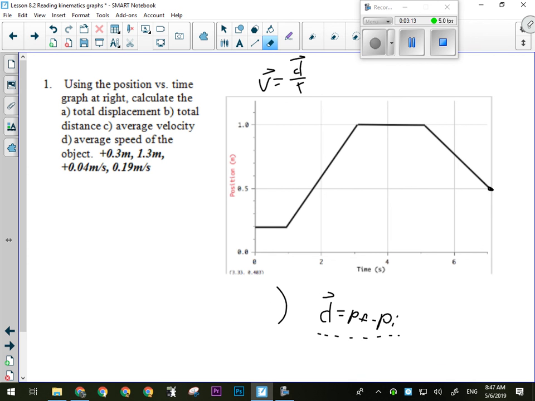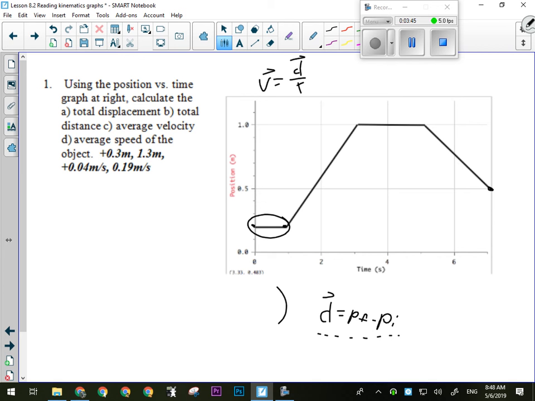All right, for part B, it says it wants the total distance traveled. All right, now I can't go final position minus initial position on this because that will give me the displacement. What I need to do is figure out how far it went in each section of the graph. How far does it go in this section of the graph? That's where it is. How far does it go? It doesn't go anywhere, right? Okay, it's at position 0.2 and at, again, position 0.2. It didn't go anywhere. The position didn't change. That's why it's a flat line.